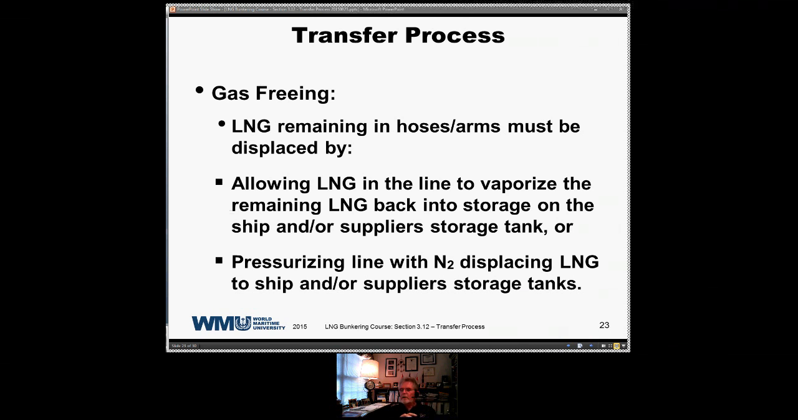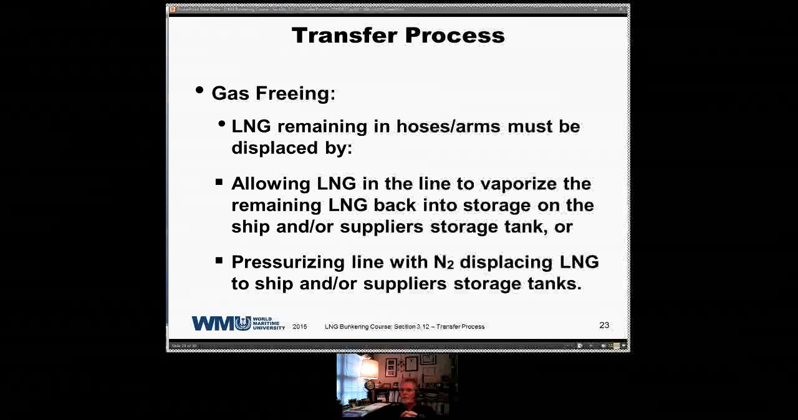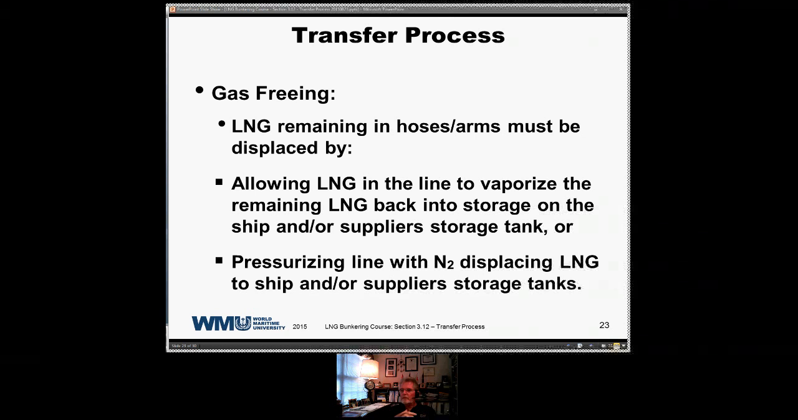If it's a bunkering operation, obviously that amount is probably considerably less, but this is something that can be discussed in the pre-discharge or the pre-transfer meeting with the supplier. You know, what's going to be the volume of that hose when we finish, if we're going to do a gas freeing of the hose prior to the disconnection. So we have to take this into account when we're calculating how much liquid we're going to put into this tank during the transfer process.